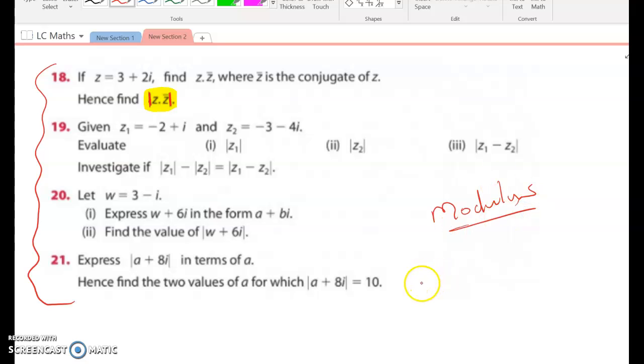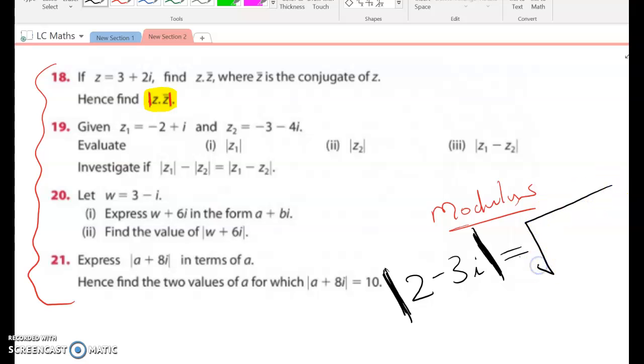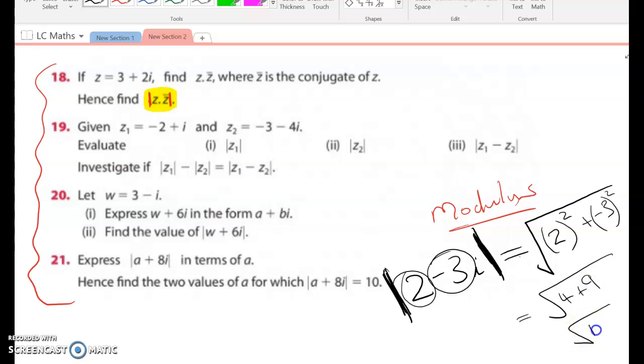Okay, modulus means if you have been given a complex number, let's make up a complex number. Let's say 2 minus 3i. And I say, can you find the modulus of that? So I write those two straight lines. That means find the modulus of that. How do I do it? Well, it's very simple. I get the square root of the first number, or the real number, squared, plus the second number squared. So that is 4 plus 9, which is the square root of 13.